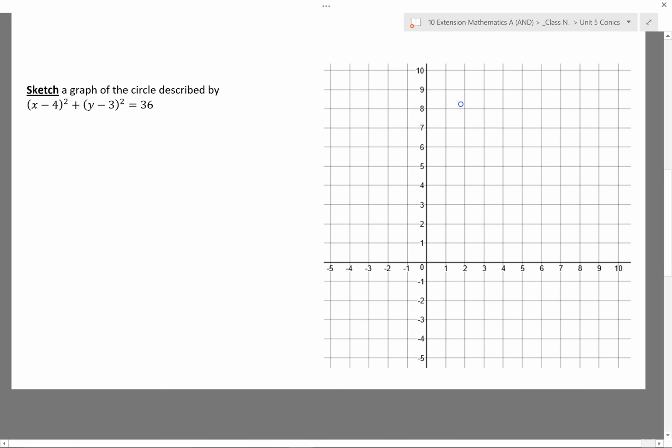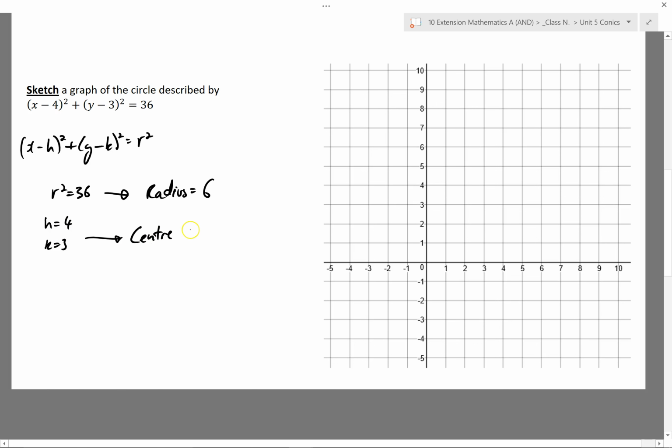We also want to be able to sketch. So if I'm asked to sketch it, just show the interesting points, I'll write down my rule for a circle. So that should be r squared at the end. I know that r squared is 36, so my radius will be 6. I know my h value is 4, my k value is 3, which means my center is 4, 3.